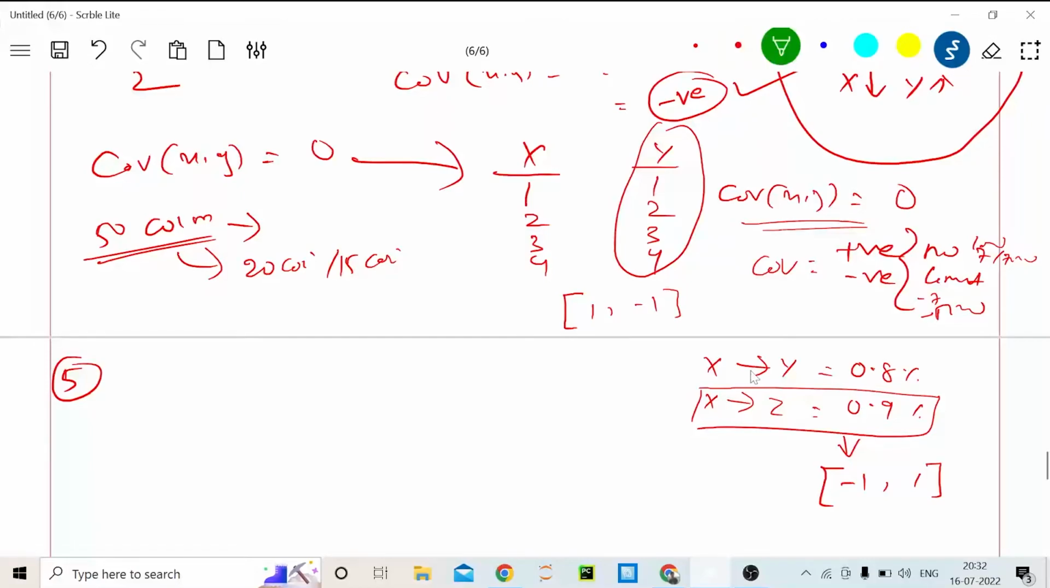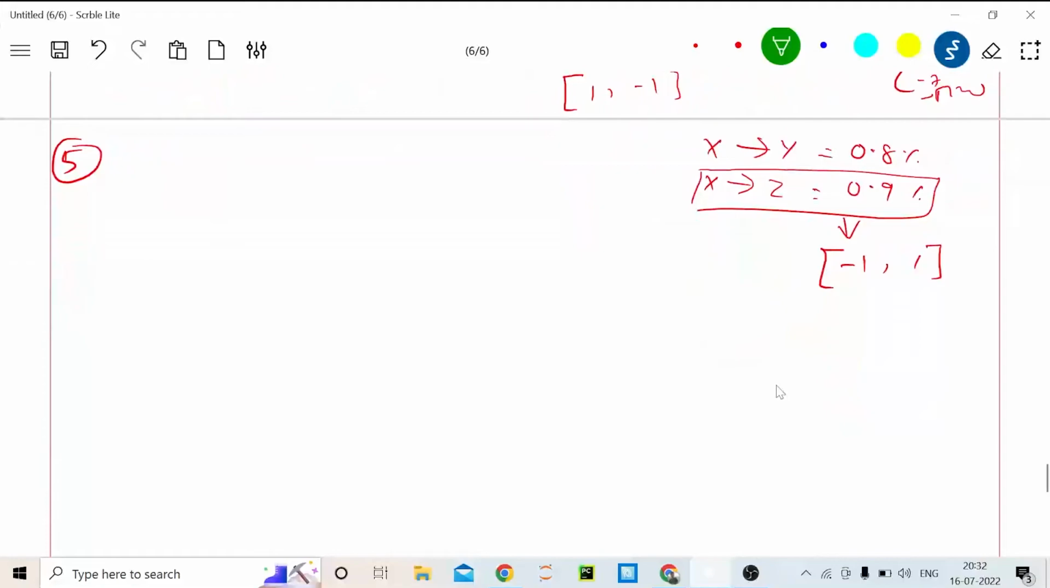I will tell you Pearson. Let's say this is nothing but Pearson correlation coefficient.